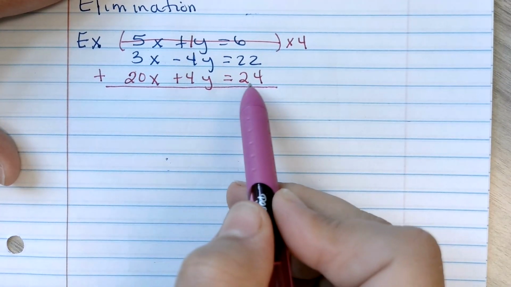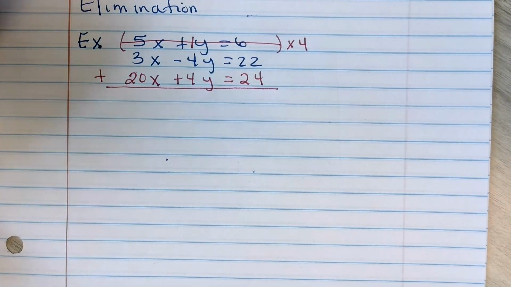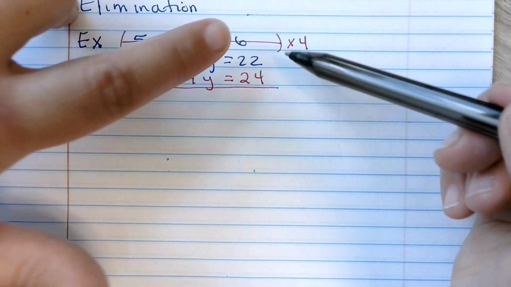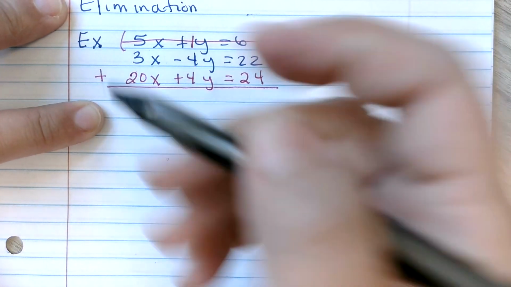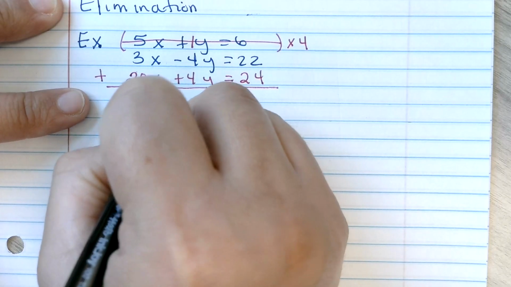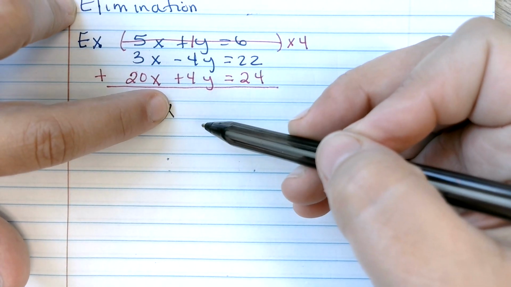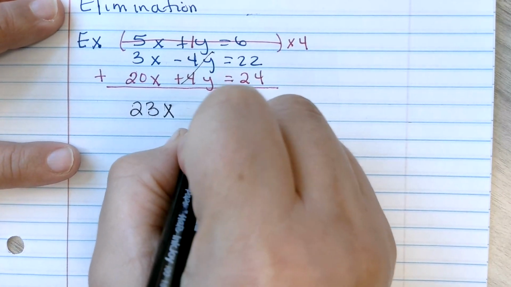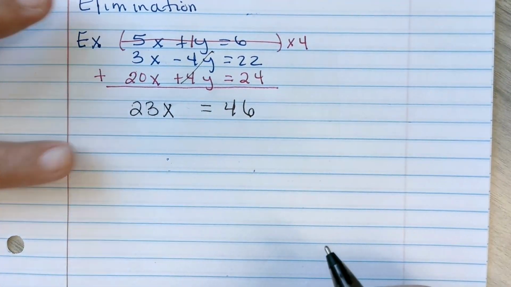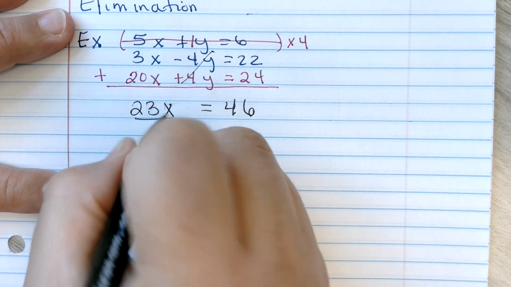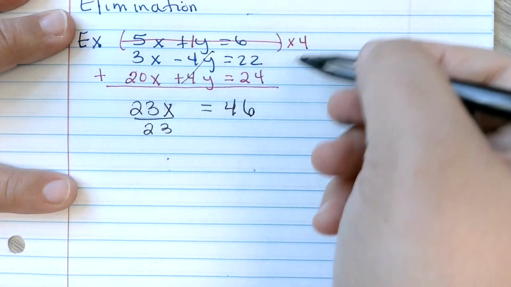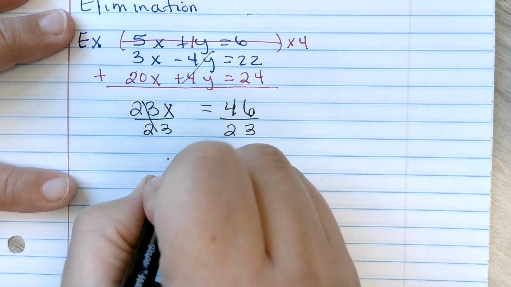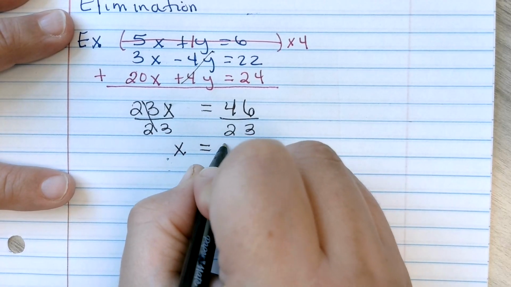Now, if I add these two equations up, I don't need the top equation anymore. I've replaced it with itself times 4, and I'm going to add straight down, combine like terms here. 3 plus 20 is 23x. Negative 4 plus 4 is 0, so they eliminate. And then 22 plus 24 is 46. So very easily here, with one manipulation from me by multiplying by 4, I can divide by 23 and get that x is 2.